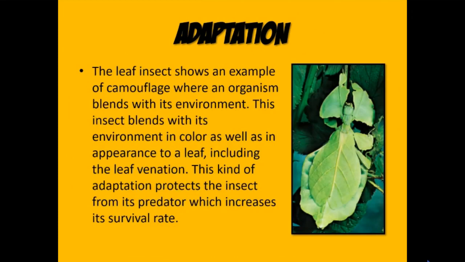Ito pa pala, meron pa tayong isang example ng adaptation, just like yung the leaf insect show is an example of camouflage, where an organism blends with its environment. This insect blends with its environment in color as well as in appearance to a leaf, including the leaf venation. This kind of adaptation protects the insect from its predator, which increases its survival rate.